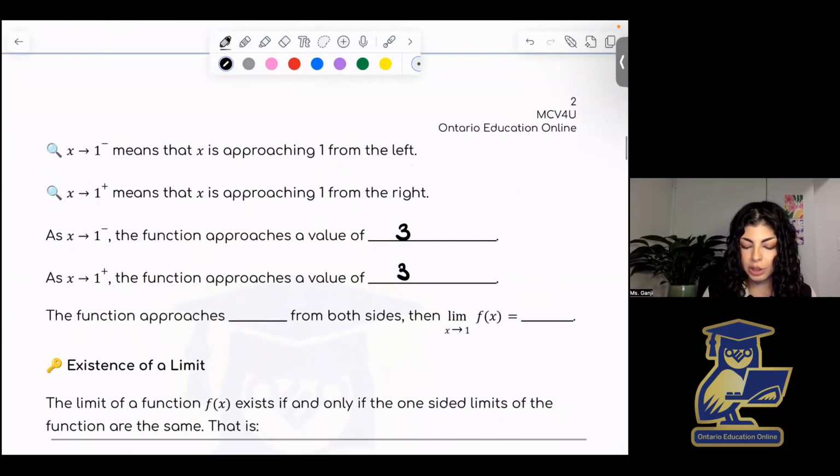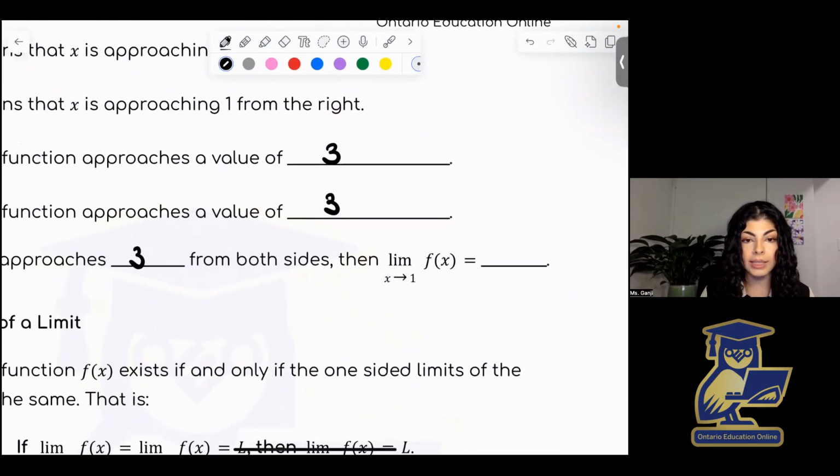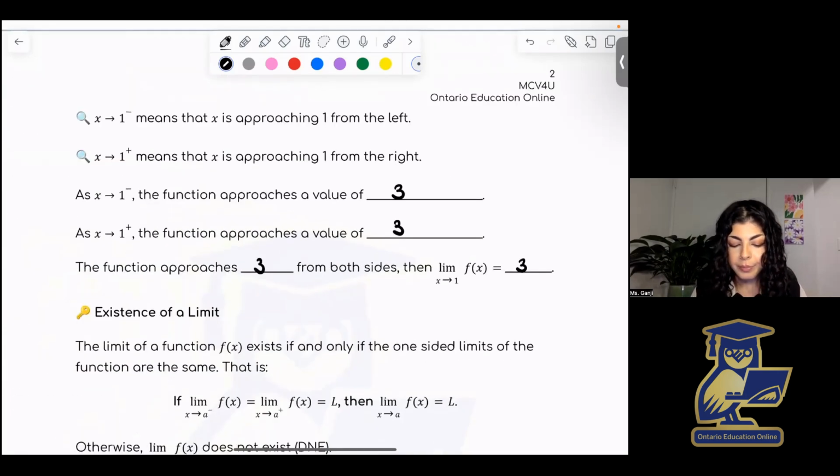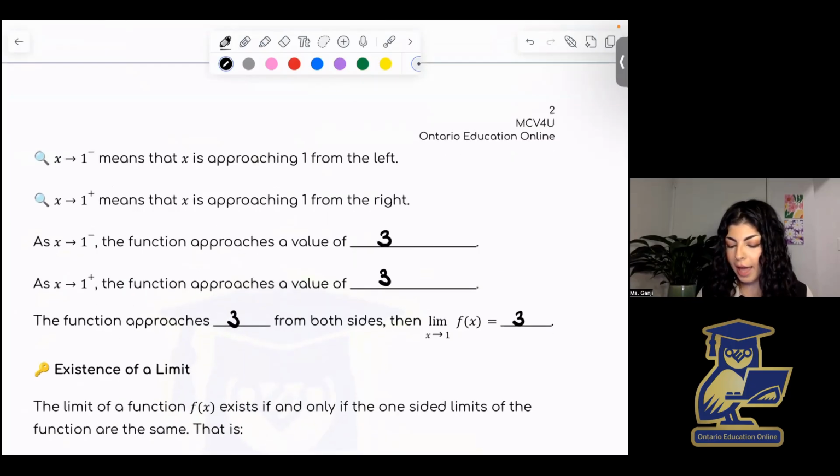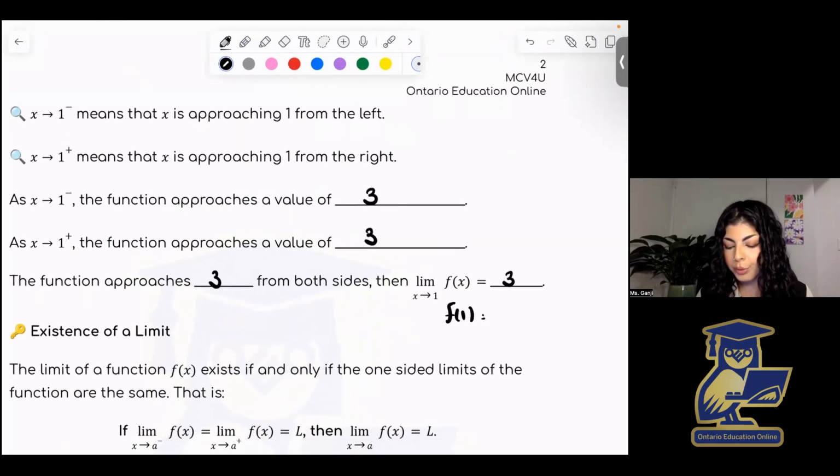And we say that the function approaches 3 from both sides, and so the limit of x approaching 1 of the function is 3. Notice that here we are not saying that the function f of 1 is equal to 3, because remember, 1 is not in the domain of this function. So this value here does not exist and we cannot say that.